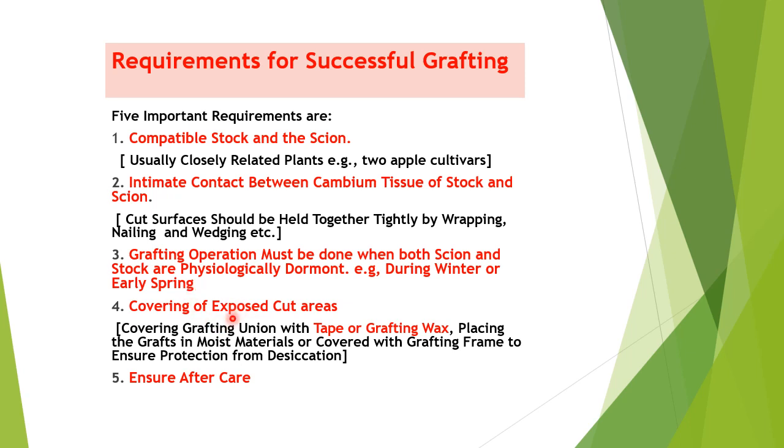And when you are grafting, the cut surface area is to be covered. That means covering the graft union with a tape or grafting wax and placing the graft in a moist material or covering it with a grafting frame to ensure protection from desiccation. That means you have to protect your graft. The scion has to be protected because it should not lose its moisture, and then also the aftercare is very important.